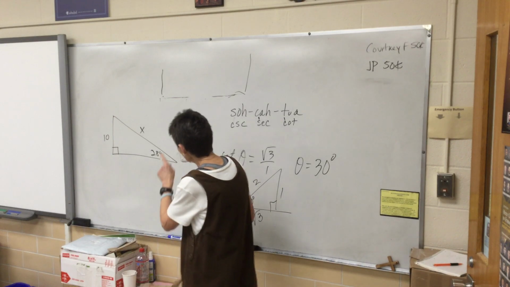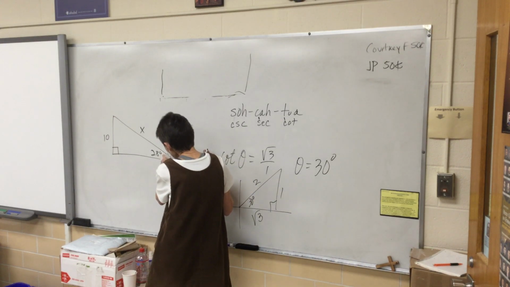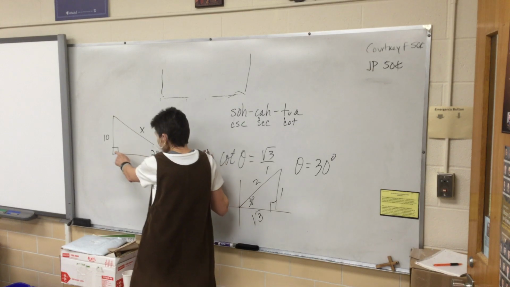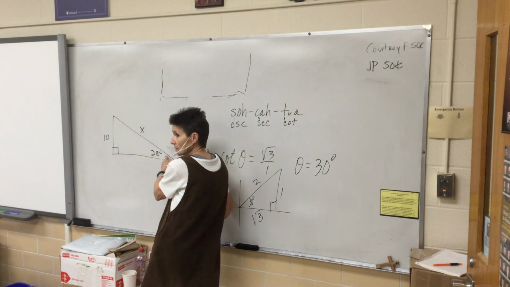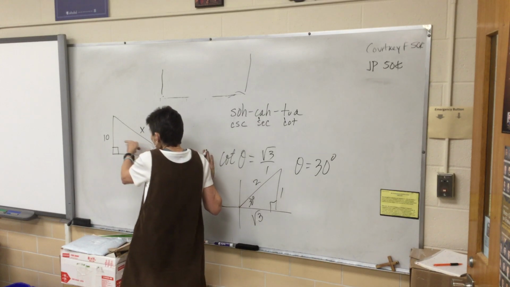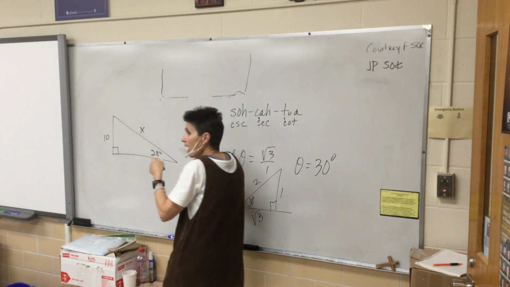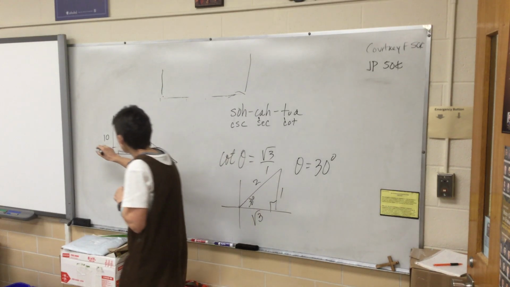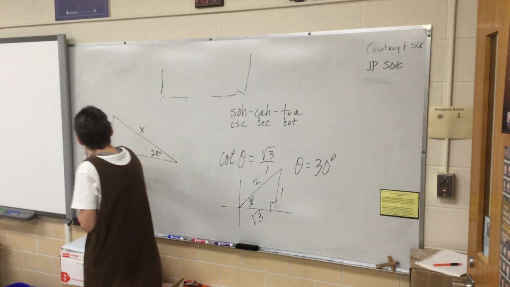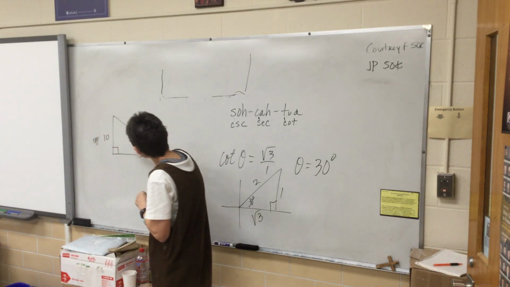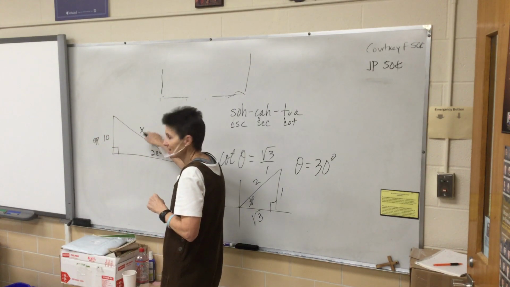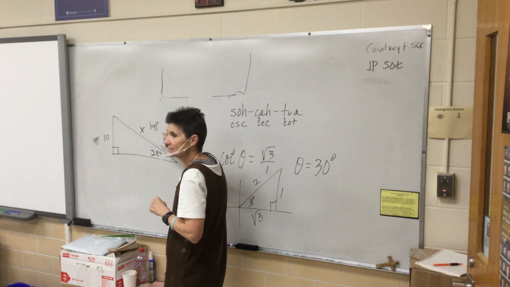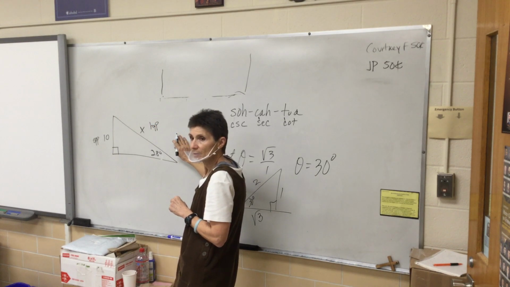So I want you to look at that angle right there. Never use the 90, always use the other angle they give you. So I'm looking at this 28. Which side would the 10 be? Opposite, adjacent, or hypotenuse? Opposite. So this is my opposite side. The x is the hypotenuse, right? Yeah. Okay.